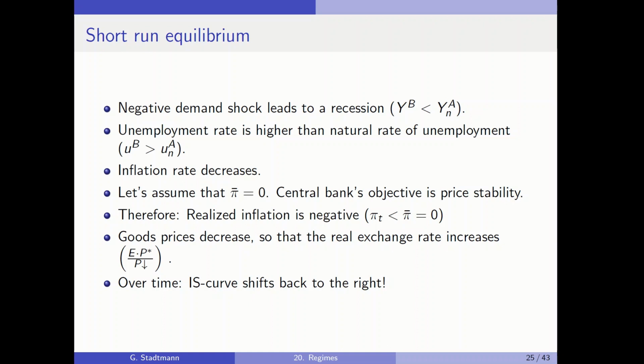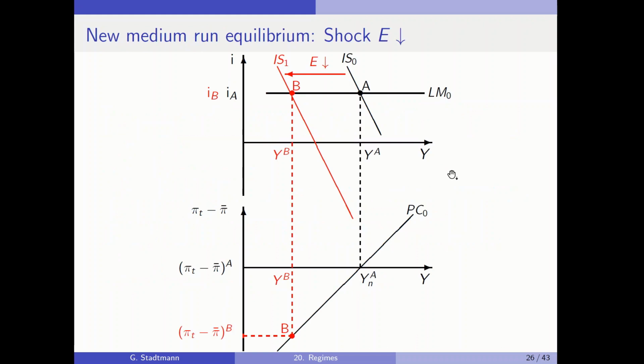The domestic goods prices will decrease so that the real exchange rate increases again. So when the real exchange rate increases, over time, the IS curve will shift back to the right. This is highlighted in the next slide.